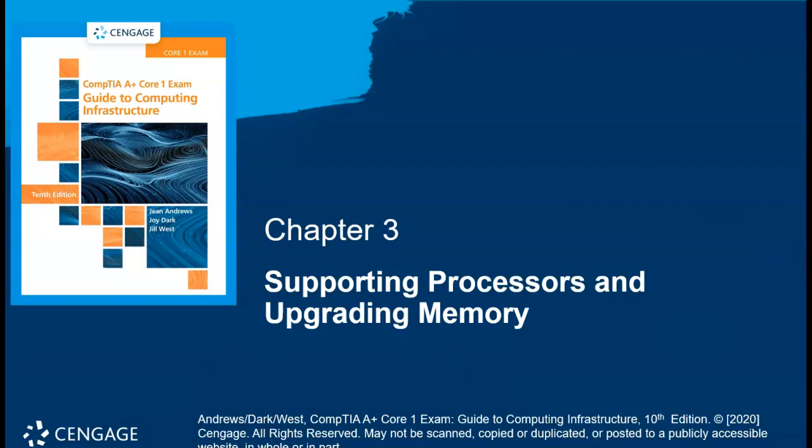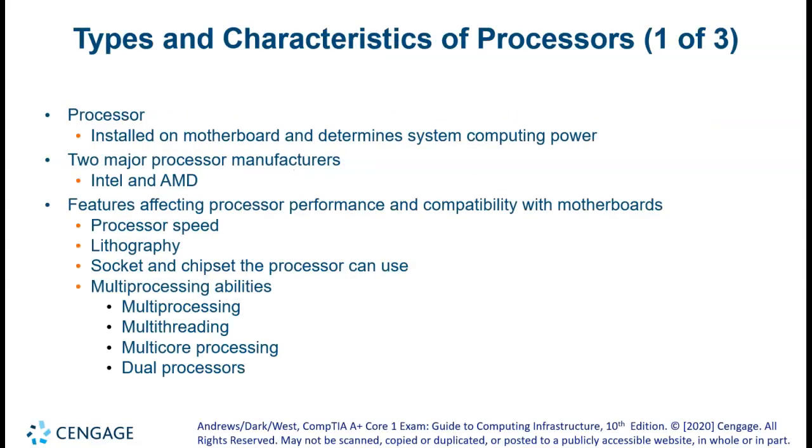This is supporting processors and upgrading memory. Types and characteristics of processors. Processors are installed on motherboards and determine system computing power. The processor is the CPU. Two major processor manufacturers are Intel and AMD. There are others that make them, but these are the main ones.